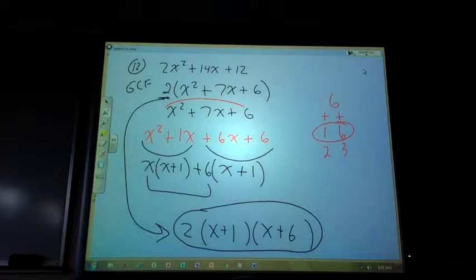Do all of them have a greatest common factor? No. Andrew? 15? Yeah. Can I clear this?